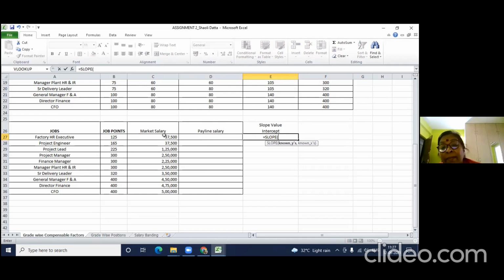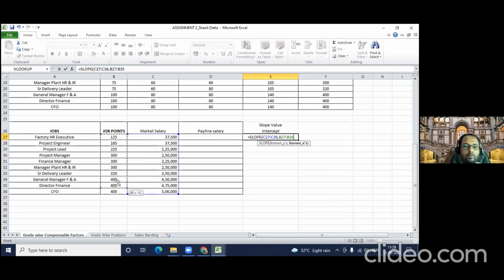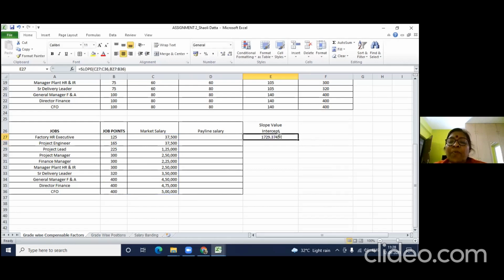Don't start clicking from the label. Just click from C27. Market salary is always Y, and P27, the entire array. You have to click from C27 to C36. Known x's, this one, C27 to C36. Enter. What is your slope value? 729.1745. It's always a positive value.